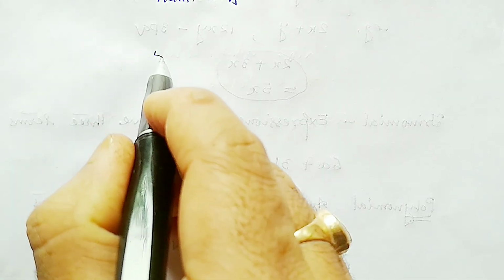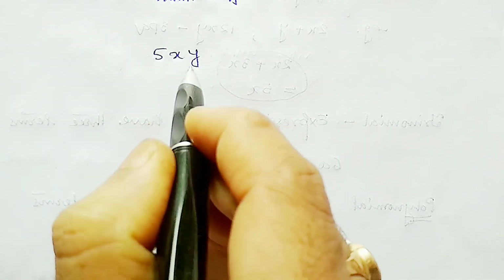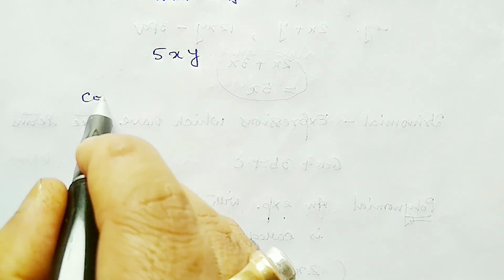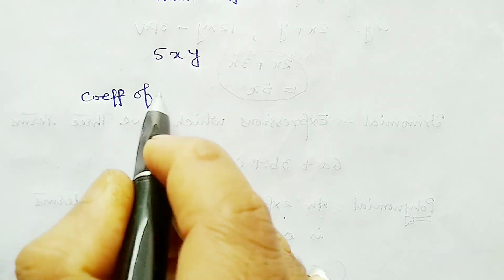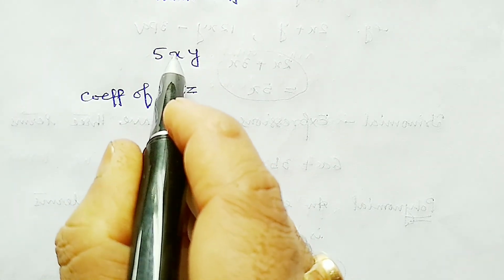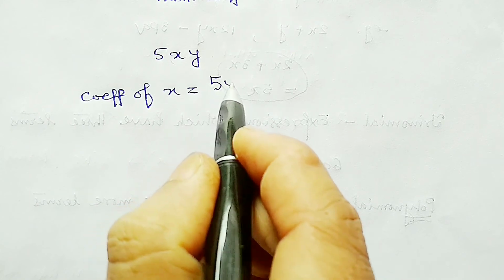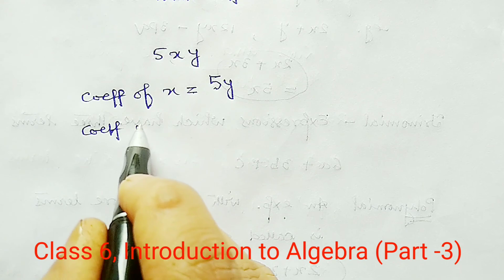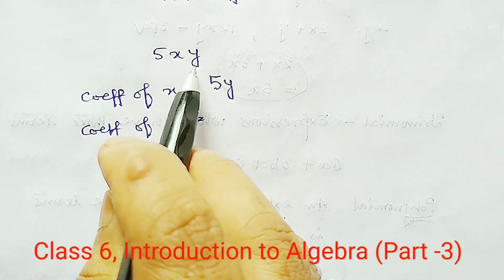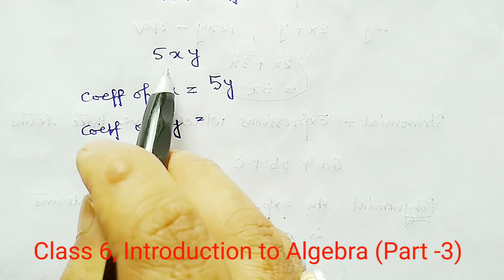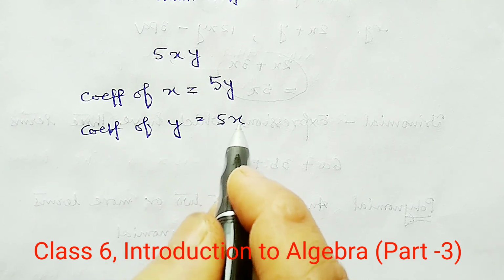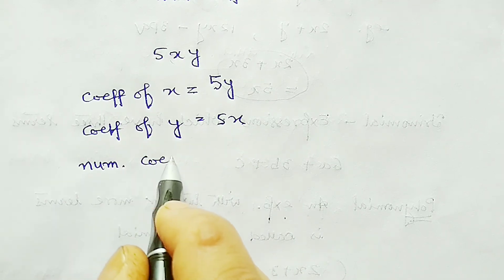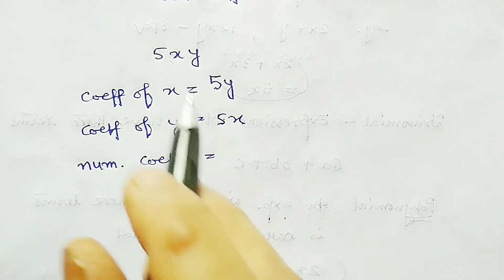Say for instance 5xy. This is one term of an algebraic expression. If I want to write the coefficient of x, it will be what? Other than x, you have 5y, so you write 5y. 5y is the coefficient of x. If I want to write the coefficient of y, other than y, whatever is there, you have 5x. So 5x is the coefficient of y. And if I write the numerical coefficient, then it will be only 5.